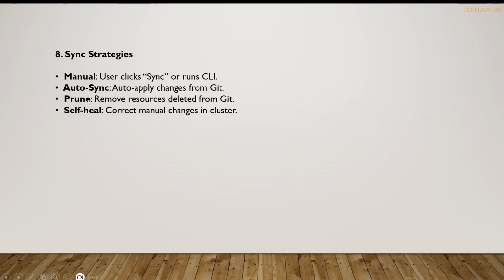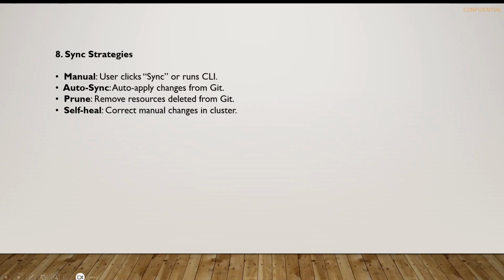Prune. In case you have to remove resources which are deleted in git, for example, if you remove something in git and it is not auto sync, then these applications will keep running continuously. But if you delete something in git and want to delete the application as well, then you have to enable this prune option. And self heal: it corrects manual changes in the cluster. For example, if some changes are made in the production cluster directly, those will be reverted back automatically. That is called the self heal feature.